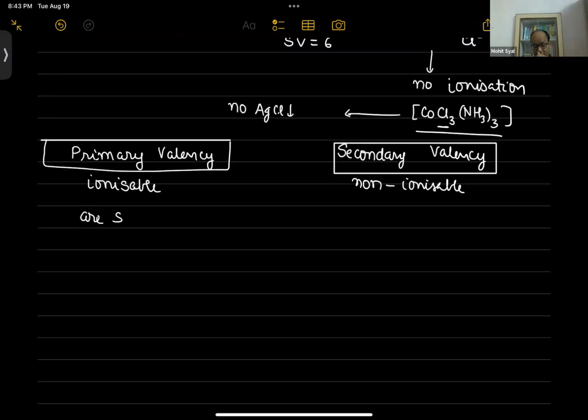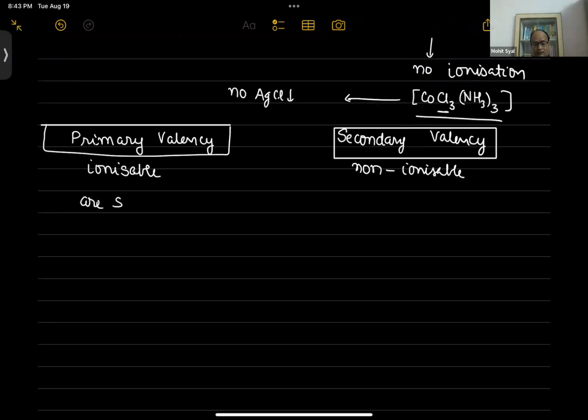So, primary valencies are ionizable and they are satisfied by, actually, what? Charge of the metal ion.